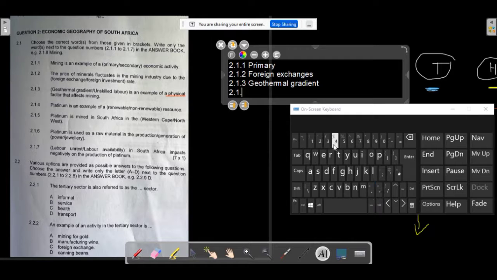Next question. 2.1.4 says platinum is an example of a renewable or non-renewable resource. Renewable means that you can actually reuse it again. Non-renewable, you cannot have it again, like forming again. So all minerals, guys, are non-renewable.